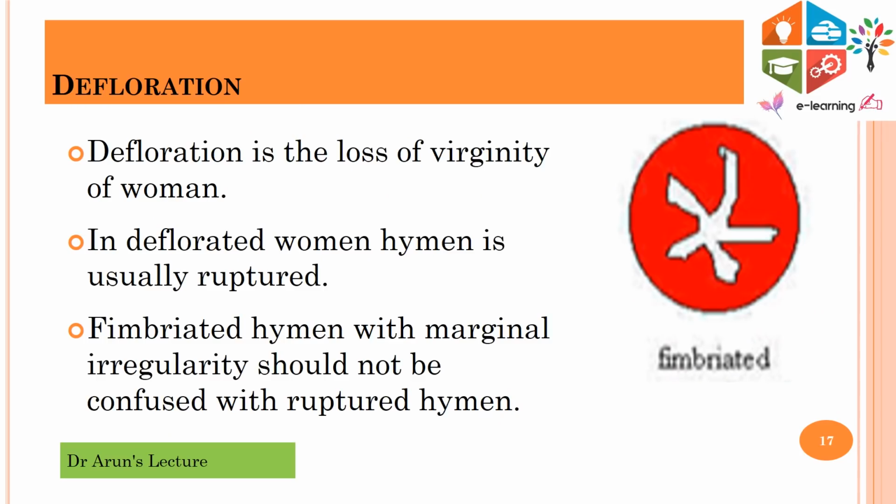And coming to the word defloration, defloration means loss of virginity of a woman. In a deflorated woman, the hymen is usually ruptured. And the other differentiating feature is the ruptured hymen and the fimbriated hymen. Always remember, a fimbriated hymen, where there is marginal irregularity, should not be confused with a ruptured hymen. Again, the point to stress upon is that in a fimbriated hymen the hymenal tags will not reach up to the peripheral margin, whereas in a postcoital type of hymen the tag reaches up to the posterior margin.